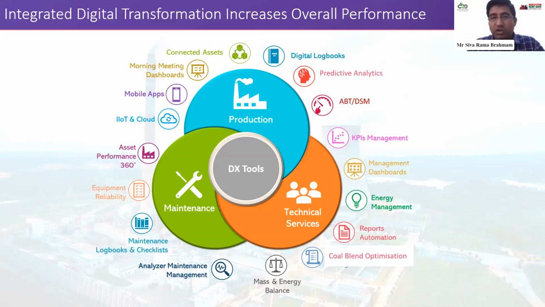And then we provide digital logbooks, a ready-made solution which is implemented successfully at many places. And then we provide predictive analytics by implementing the use cases. And we have a very robust ABT and DSM platform, which can be used to reduce the penalties, and effectively monitor the APC, auxiliary power consumption. So when it comes to production, there are also many other aspects that can be used to increase the overall productivity and overall performance.